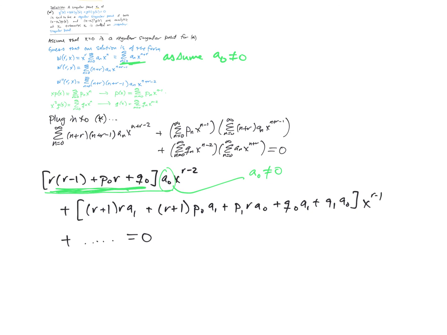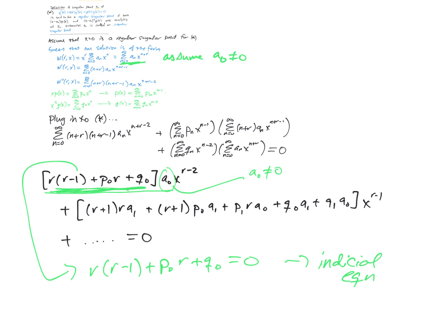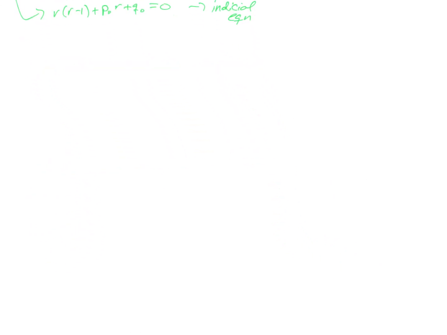And so this, r times (r minus 1) plus p naught r plus q naught, needs to equal 0. And this is called the indicial equation. I'm going to write this out with a little bit more rigor in a second. But remember, this looks like the Cauchy-Euler indicial equation. It's kind of like that characteristic equation. And that's how you find r. It's how you find the r that's going to work for your solution. So let's write that out now rigorously.